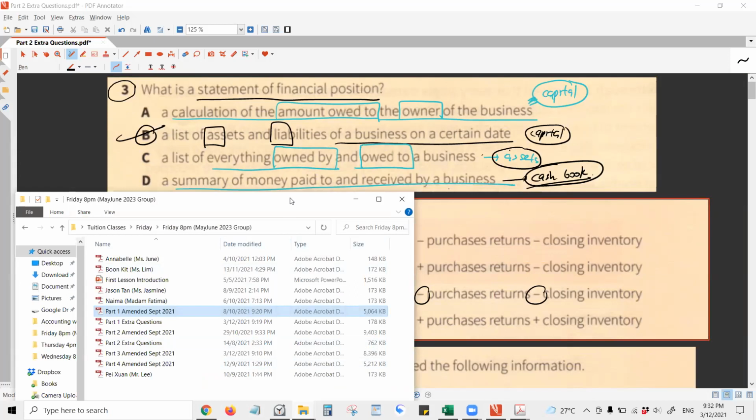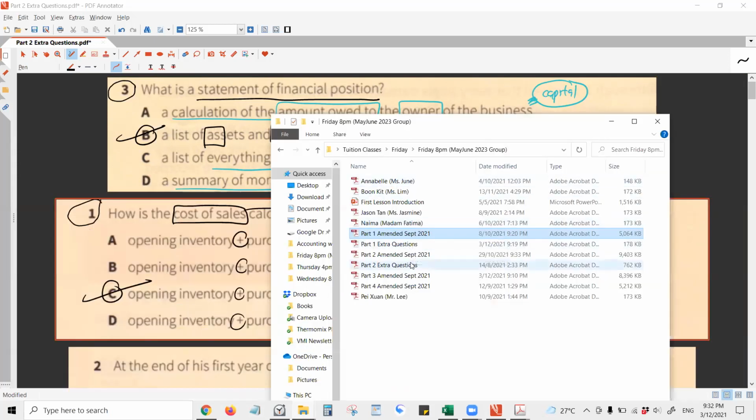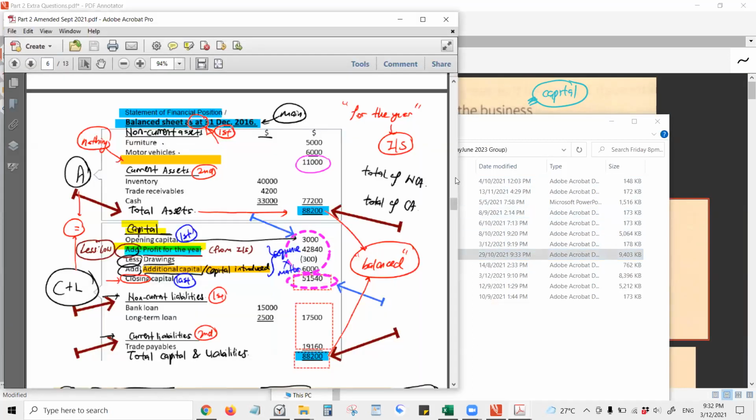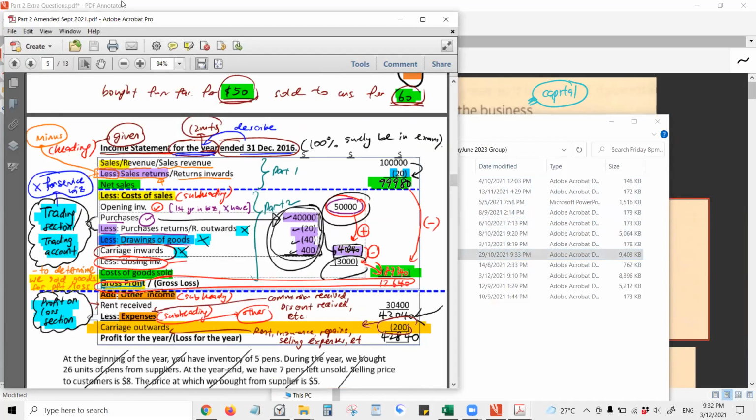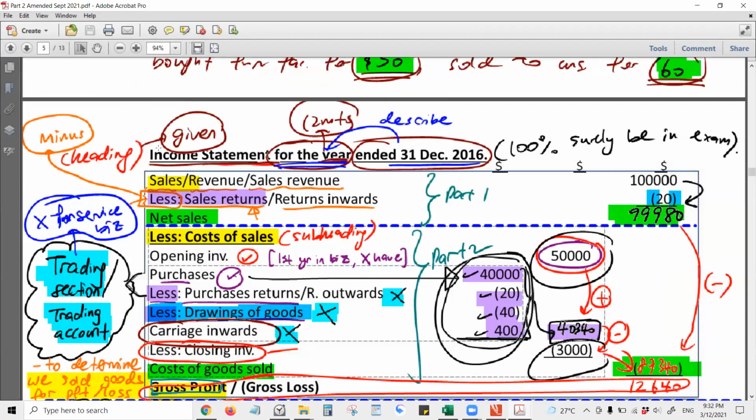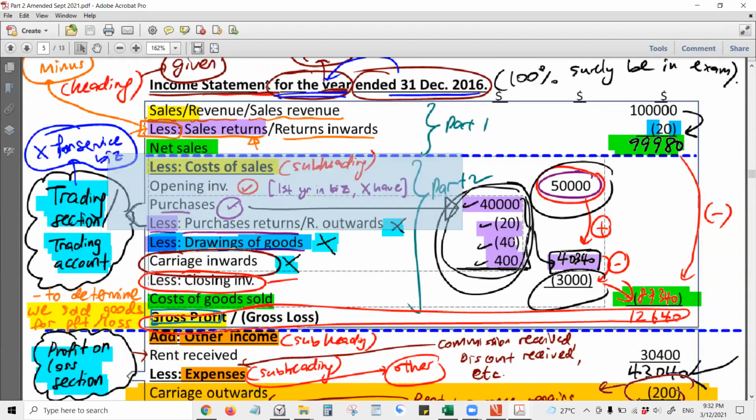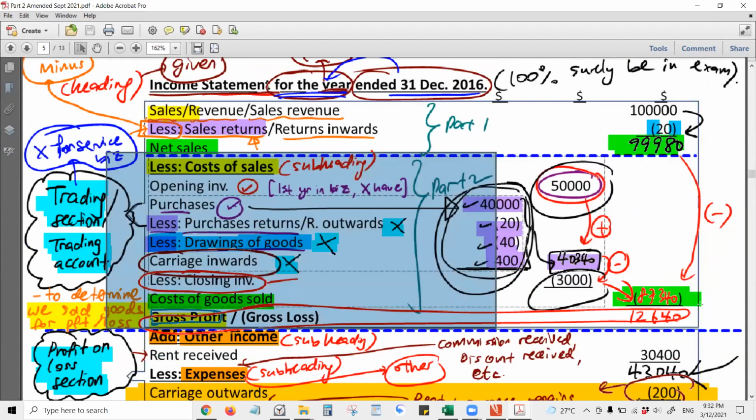How do I know? Because you have to know how to do the income statement. So it's in part 2, the income statement example. This question is about the income statement cost of sales section. This part: opening inventory plus purchases minus purchases returns. If you have drawings of goods, you minus here, then plus carriage inward, then minus closing inventory. Can see?